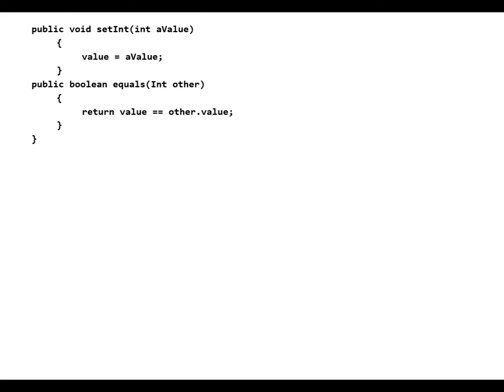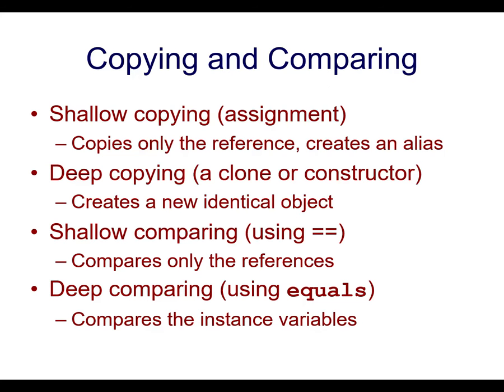Scrolling down to the remaining methods, the final method, equals, performs a deep comparison of two int objects. This is in contrast to the equal operator, which will perform a shallow comparison, comparing only the object references.